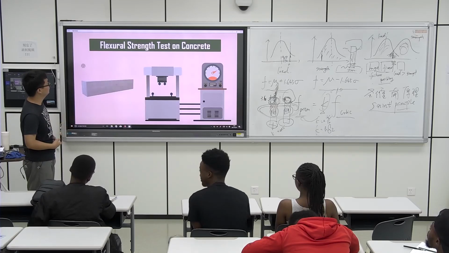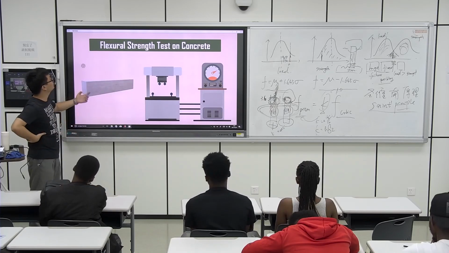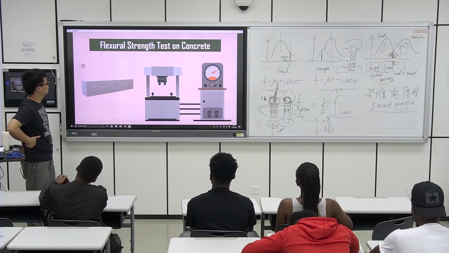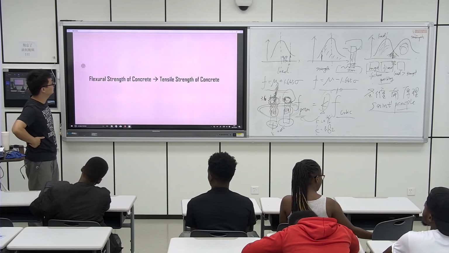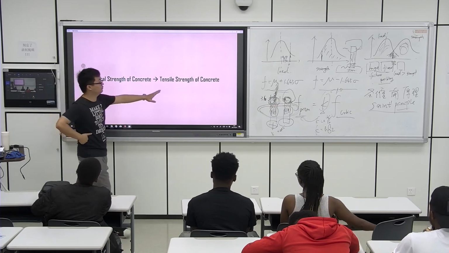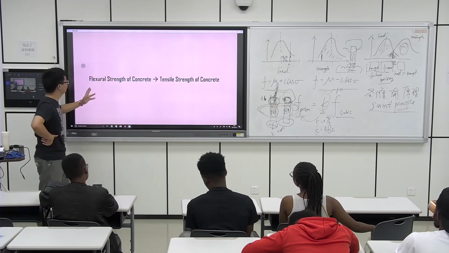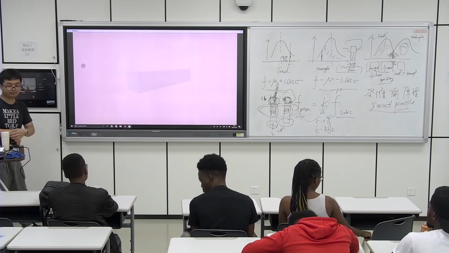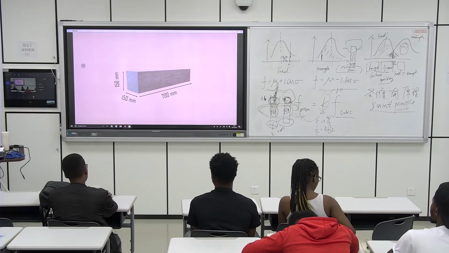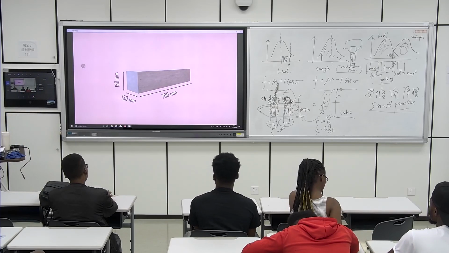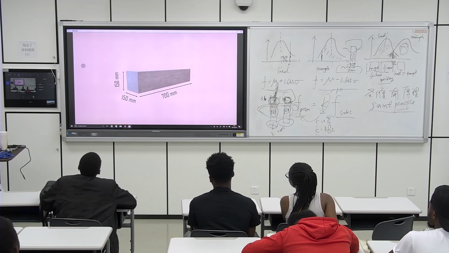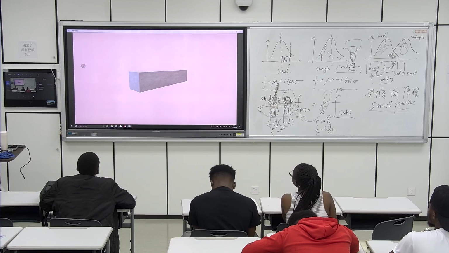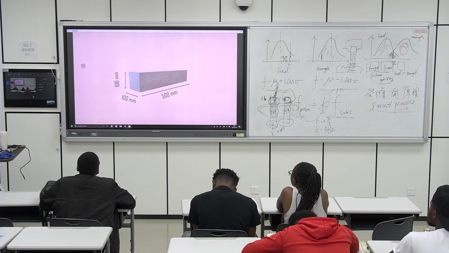Flexural strength test on concrete. The flexural strength of concrete is an indirect method for measuring the tensile strength of concrete. The test is made on a beam of size 150 mm by 150 mm by 700 mm or 100 mm by 100 mm by 500 mm.